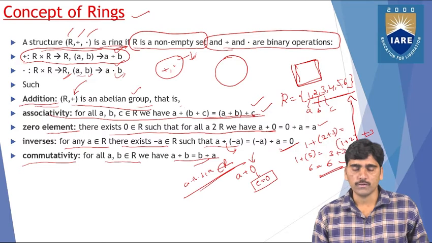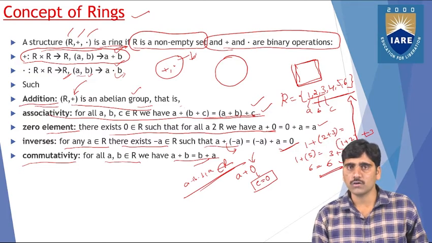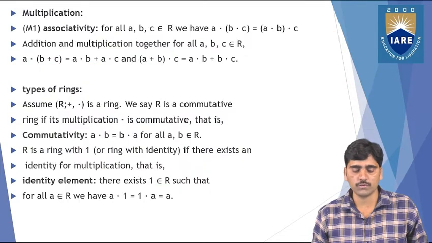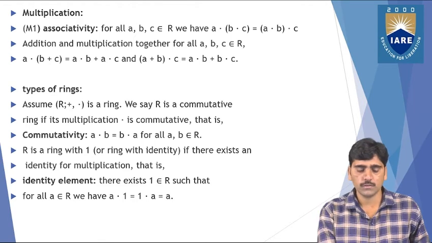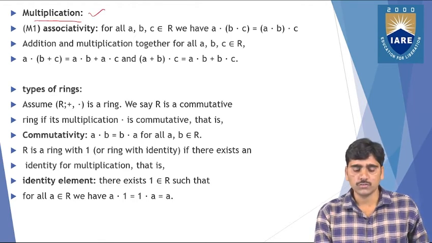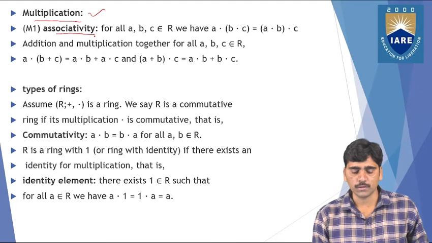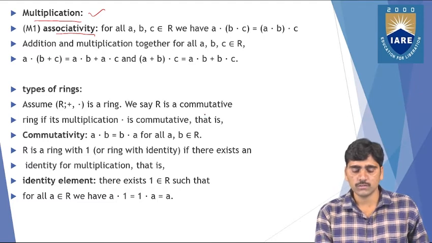So if the structure wants to become a ring, it should follow all the rules followed by an abelian group. Those are all with respect to the addition. And for the multiplication operation, it should satisfy the associativity property.